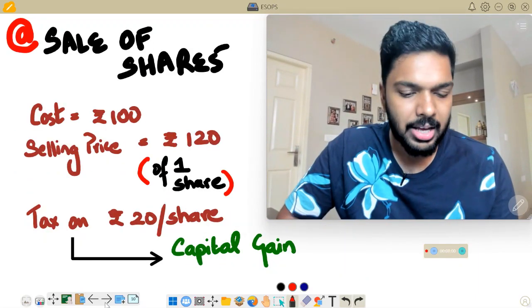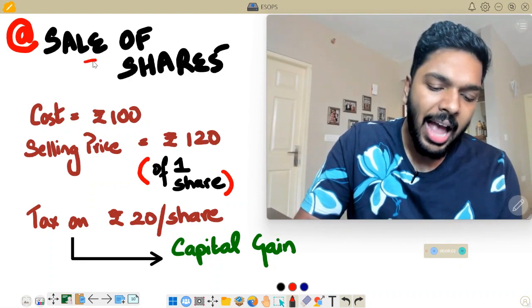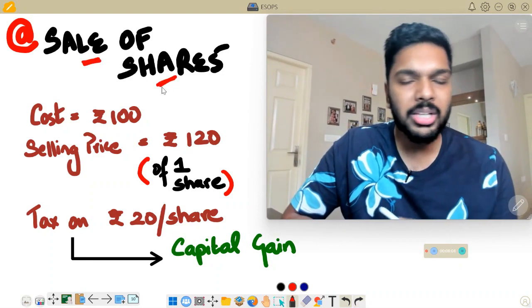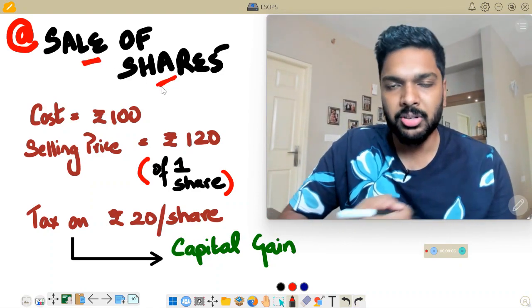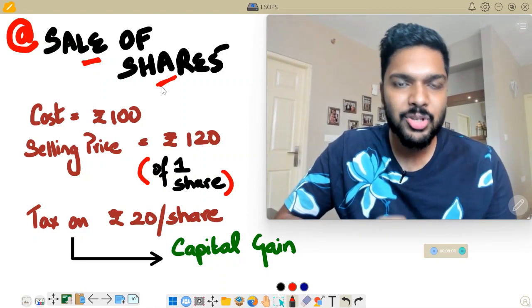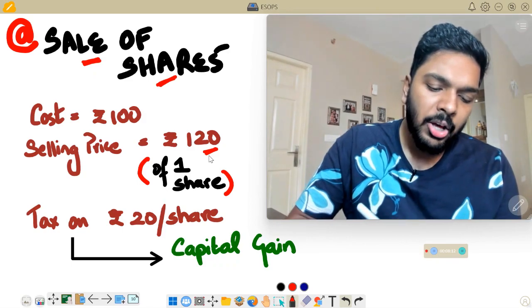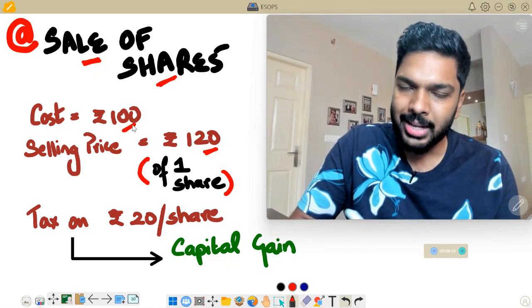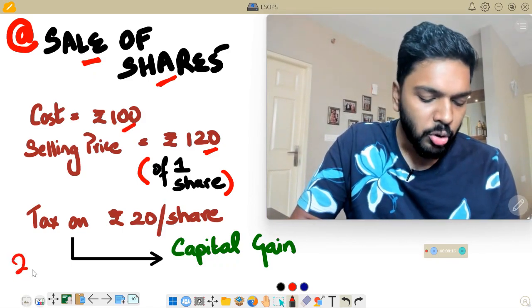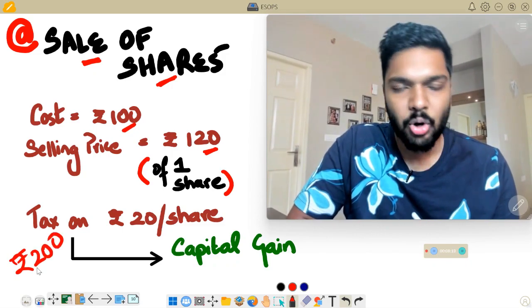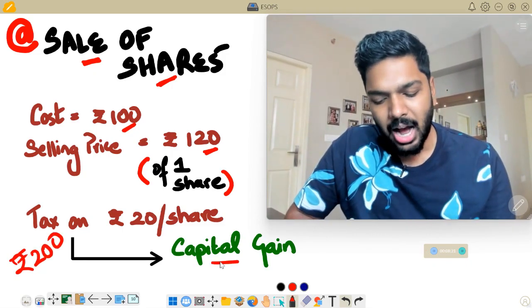The second scenario is when you actually have the shares and you're selling it either through the IPO or share market or secondary sale or whatever. In that case, you look at your selling price, which is rupees 120 in this case per share. You initially purchased it at rupees 100 and say you hold 10 shares. So rupees 200, which is basically a gain in your hands, will be taxed as capital gain under the capital gain head.